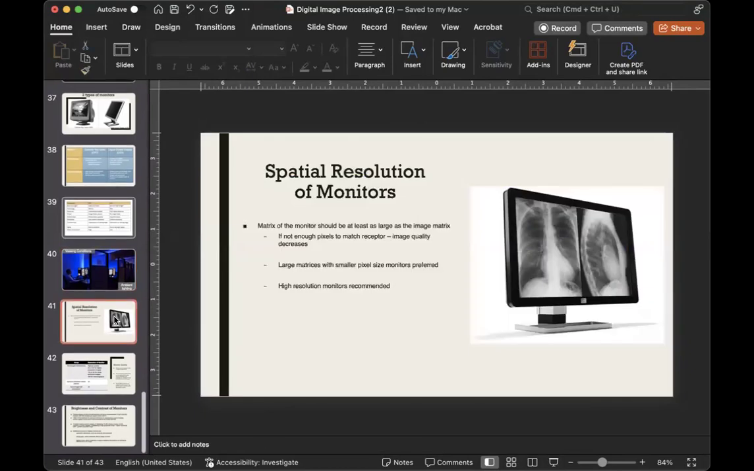As far as spatial resolution of the monitor, spatial resolution has to match the image receptor. If not, we're going to lose quality. If we can record 150 pixels on the detector, but we can only record 100 pixels on the monitor, well, we're losing 50 pixels somewhere. Those 50 pixels are going to get averaged somewhere, and we lose resolution. So that's why it's always preferred that our monitors have a large matrix, smaller pixels, and high resolution.